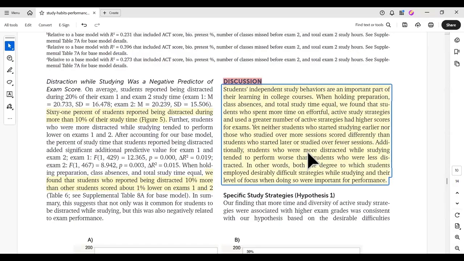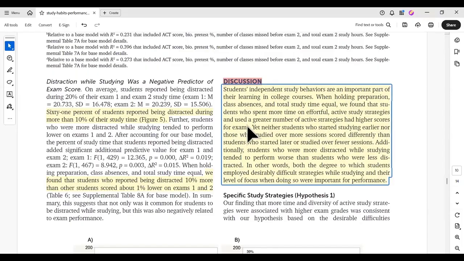All right, so they have a really nice, clean, tight study design here. They've written the paper really clearly in this nice outline, so they can go back to their introduction and see what they need to talk about in their discussion. So they have this overall summary. What are their results? We found students who spent more time on effortful active study strategies and used a greater number of active strategies had higher scores for exams.